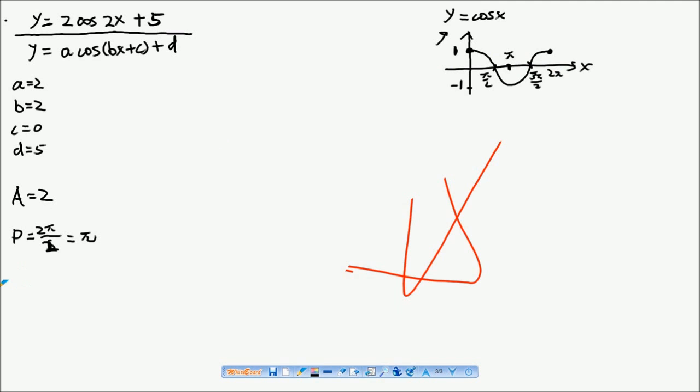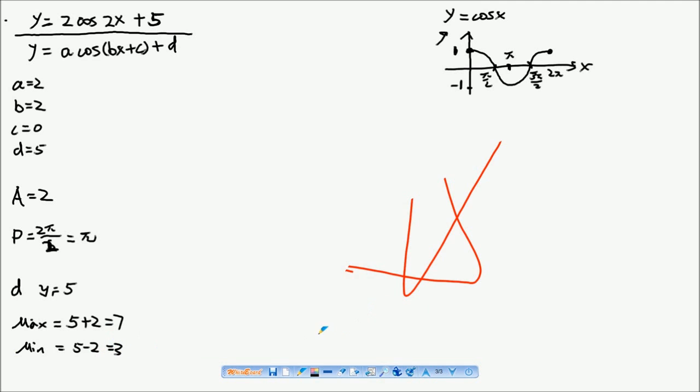Okay, but we have D, it means it moved 5 units upwards, so our neutral line is y equals 5, and our maximum point is the neutral line 5 plus the amplitude, which equals 7. Our minimum point will be 5 minus the amplitude, which is 3.